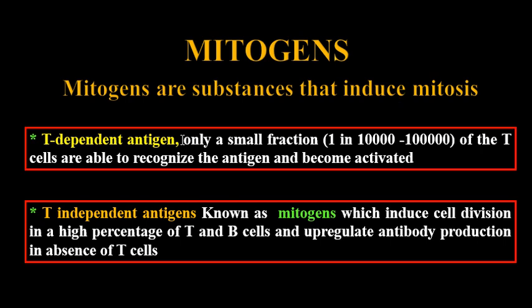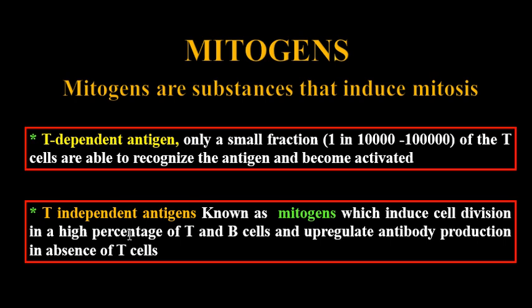In case of T-dependent antigen, where it requires T and B cells interaction, only a small fraction, 1 in 1,000 or 1 in 10,000 of T cells are able to recognize the antigen and become activated.